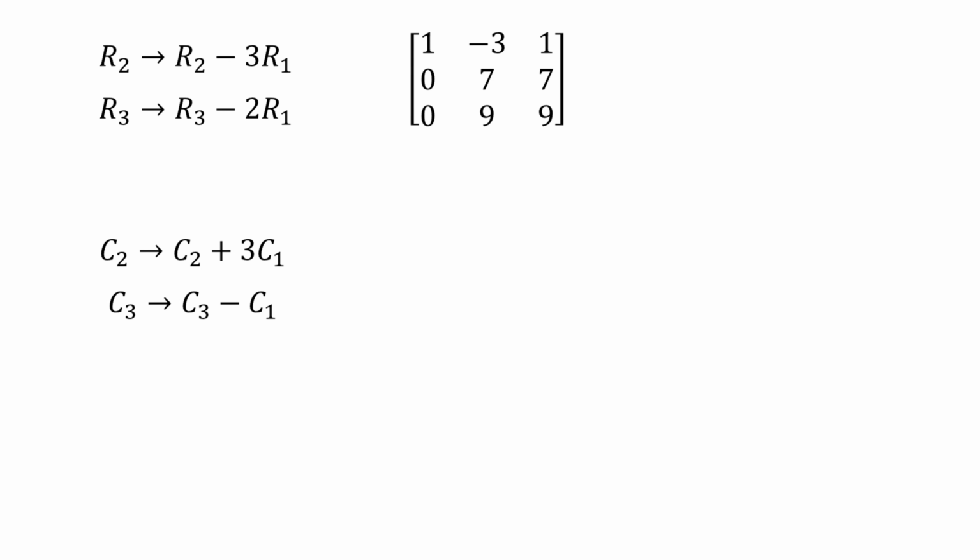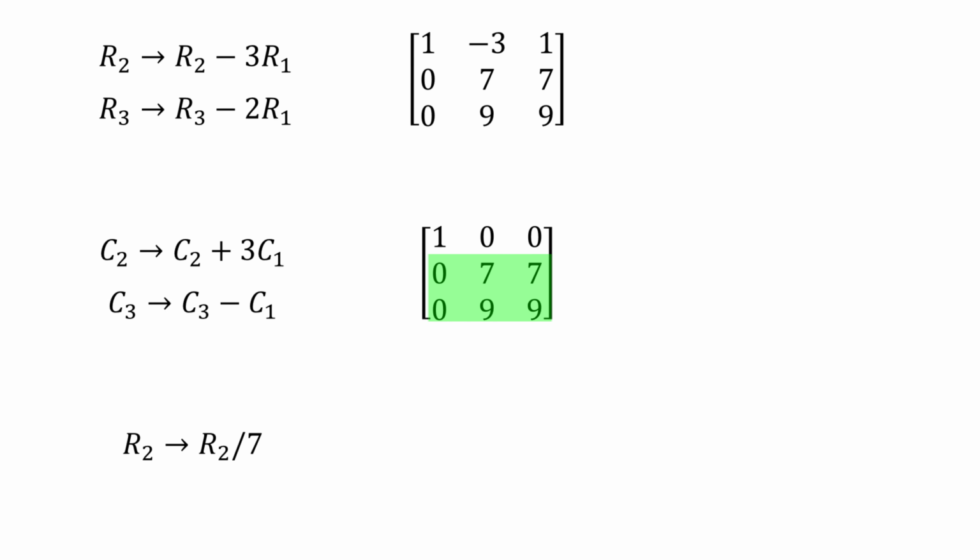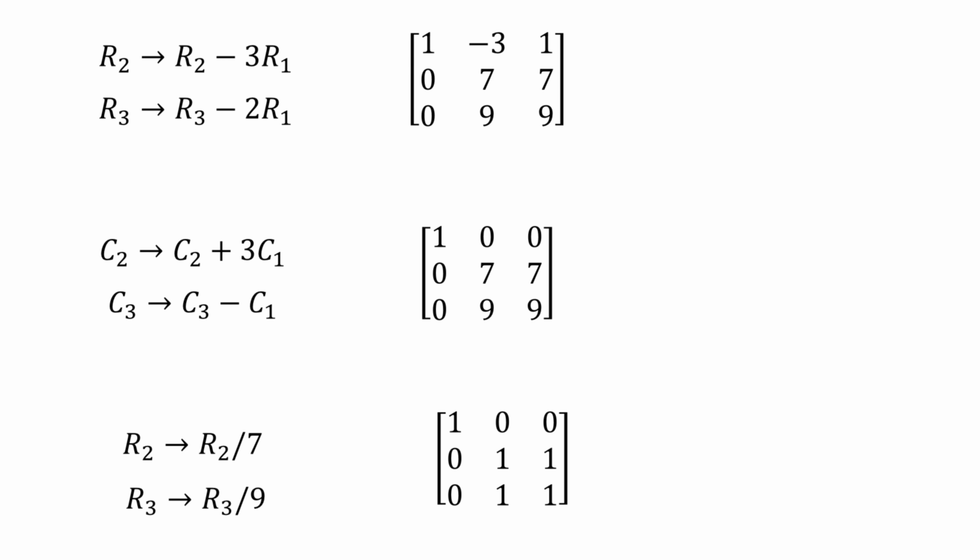So now the matrix will be written column wise. So the first column will be written as it is. For the second column, you get minus 3 plus 3, 7 minus 0, 9 minus 0. For the third column, you get 1 minus 1, 7 minus 0, 9 minus 0. Before moving on to the next step, to ease calculation, we can divide R2 by 7 and R3 by 9. So this will be the simplified matrix.